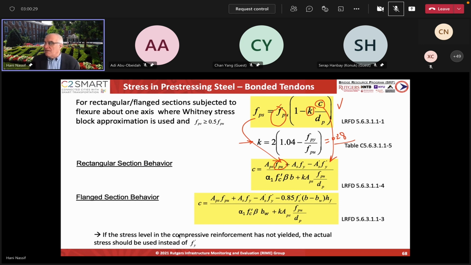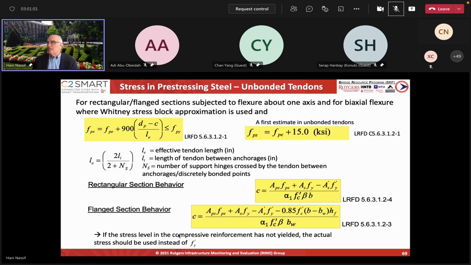For flange section behavior, this is a rectangular section. That means that the neutral axis should fall in the top flange, if it's a T section. But if the neutral axis is in the web and it's a flange section, you would use this equation for C. So the same equation up there can be used, but this is the equation for the neutral axis that can be used for a flange section. And this is all in the code. Again, I mentioned here, we made it easy. If you have the code, it will be very simple for you to go and check it.